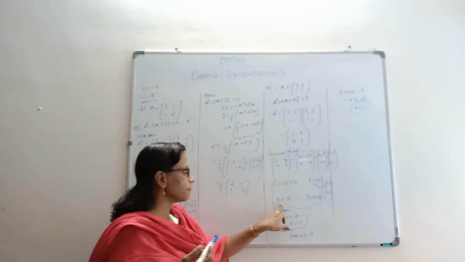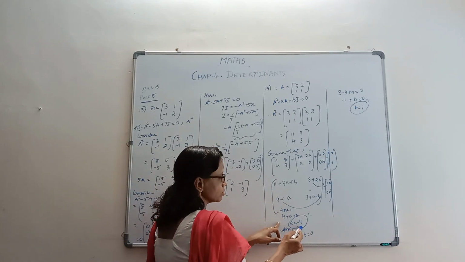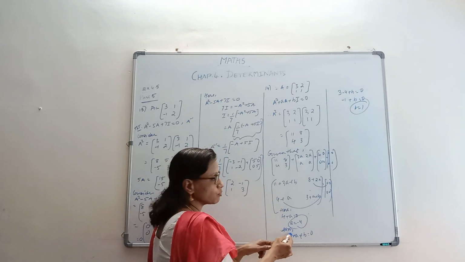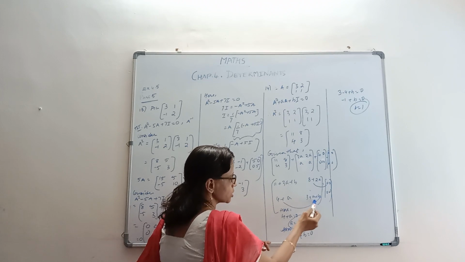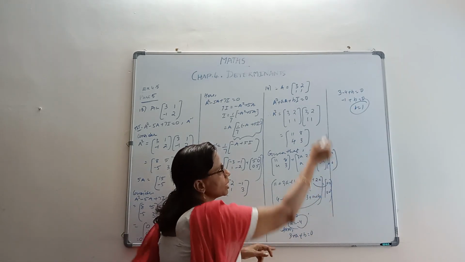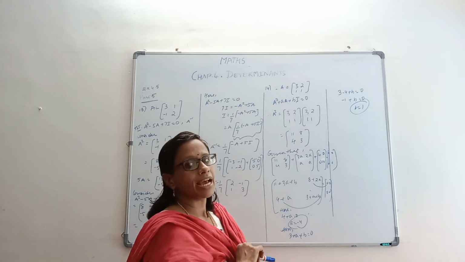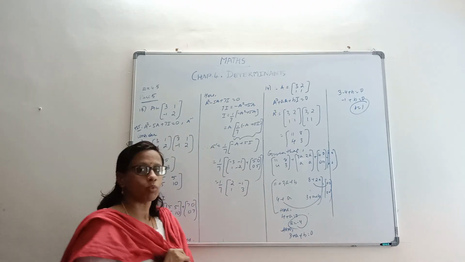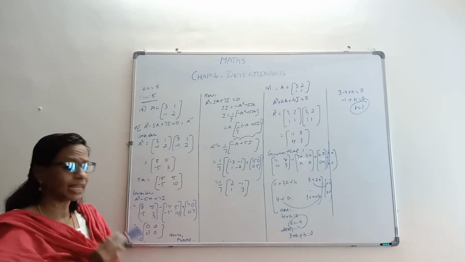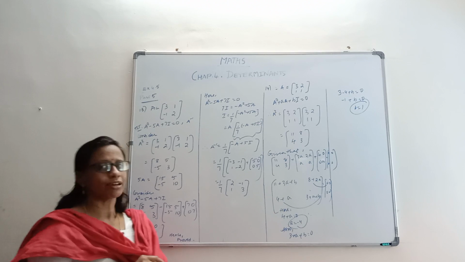For example, a plus 4, which is 0, make it equal to 0. You're getting the a value as minus 4. Then this also has to be 0: 3 plus a plus b equals 0. There you put in the value of a and finally get the b value as 1. So we are getting a value as minus 4 and b value as 1.